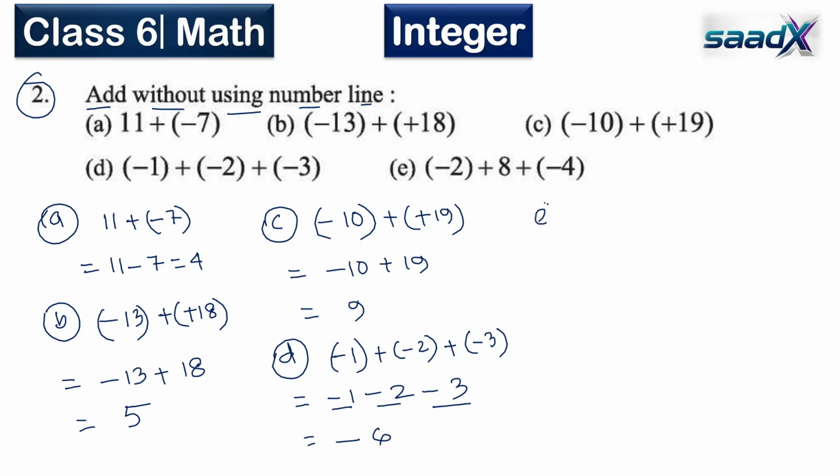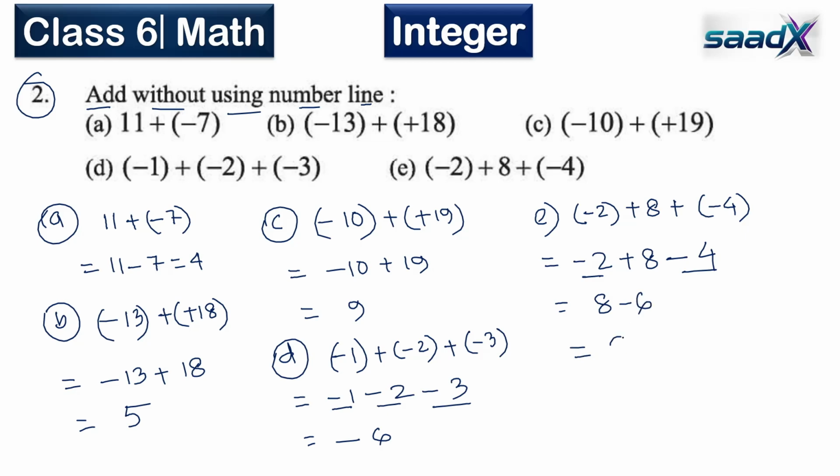Number E, first minus 2 plus 8 plus minus 4. So first minus 2, then plus 8, plus and minus minus, it should be minus 4. Now look, minus 2 minus 4 will be minus 6. So 8 minus 6, our answer is 2. Very simple.